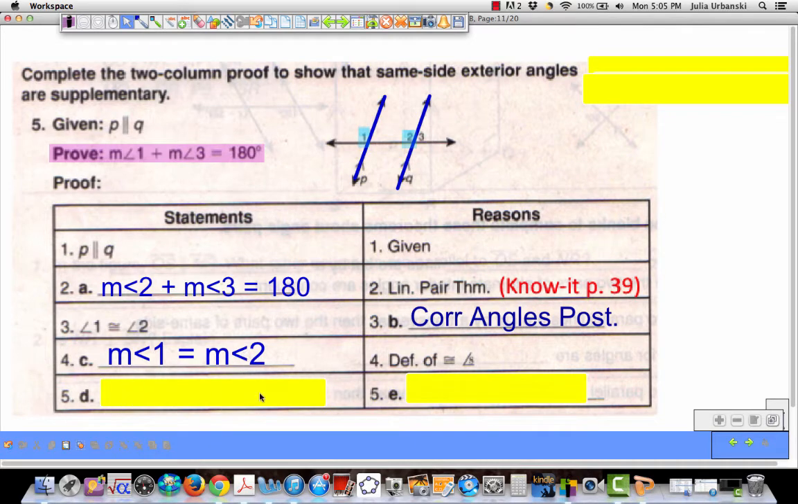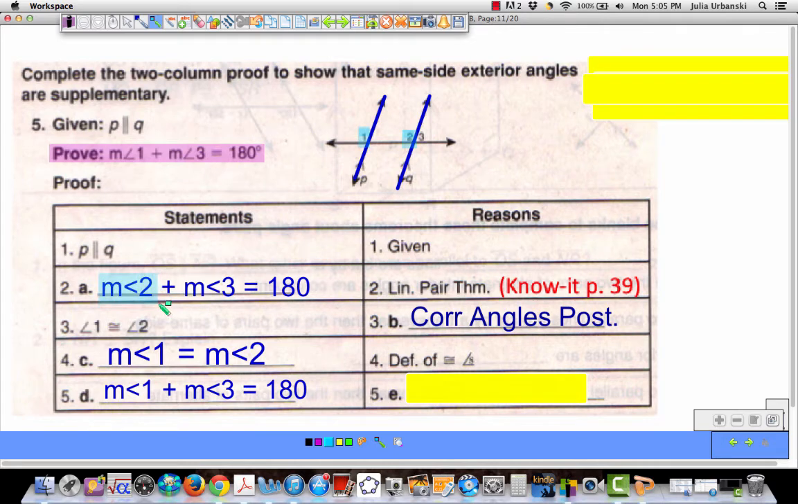And the last step is number 5. First of all, the last step should always be what you're trying to prove. So if I'm trying to prove angle 1 plus angle 3 equals 180, then that's what I'm going to put as my last step. Angle 1 plus angle 3 equals 180. But I still have to put a reason, and don't ever write the word prove here. That's never a reason. What you do need to notice is that from 2 to 5, what changed?